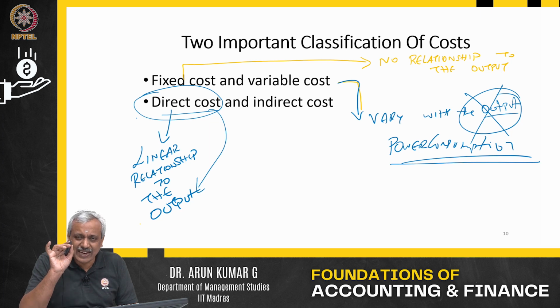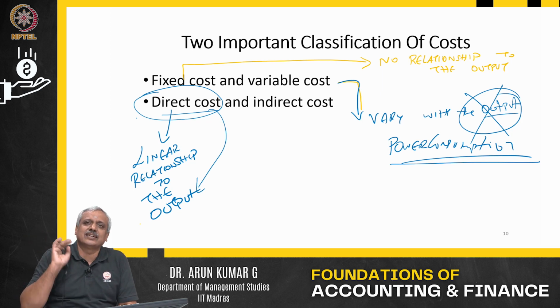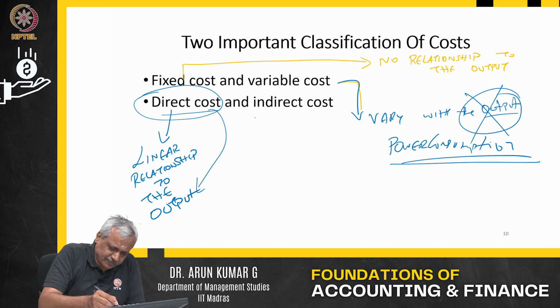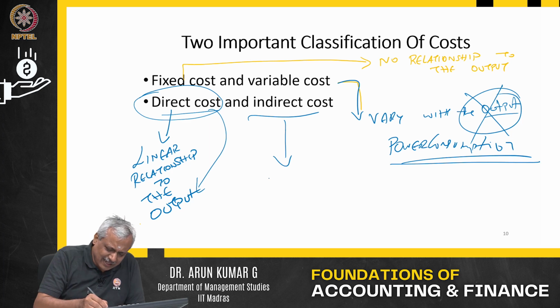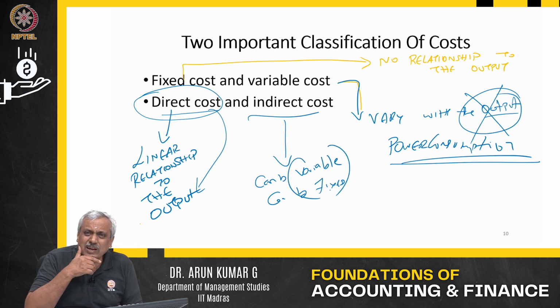Now, cost which varies, which does not have a fixed pattern, is variable cost. Cost which has a linear relationship with the output is direct cost. Then what is indirect cost? Indirect cost can be variable, can be fixed, can be both. Sir, how can it be variable? How can it be fixed? Let us take examples.